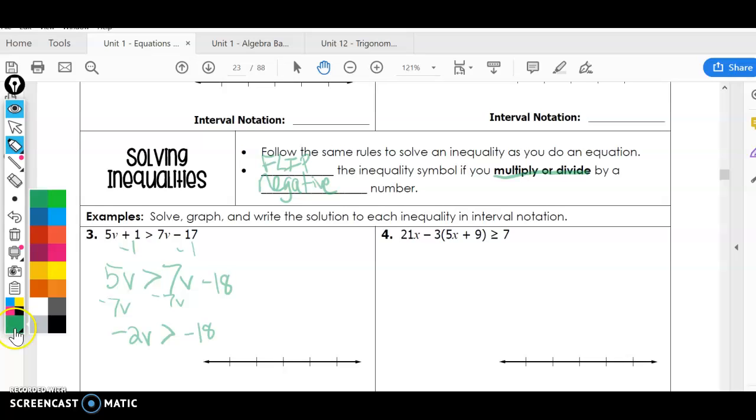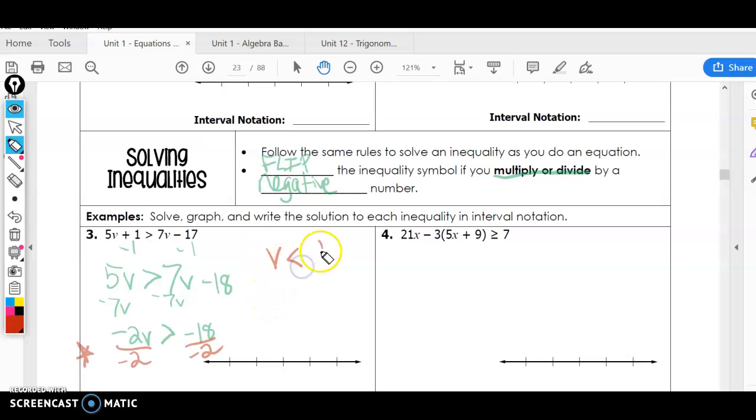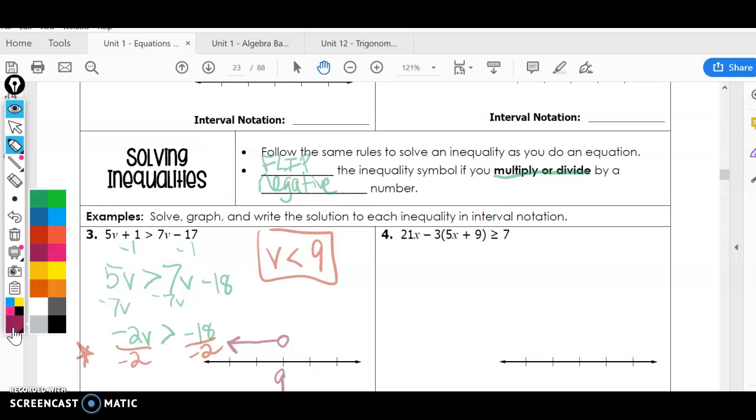Hint, hint. Now we're going to divide both sides by a negative coefficient, and doing that will flip your sign, making your final answer v is less than a positive 9. On my number line, I'm going to write 9. Less than is an open circle pointing to the left. Writing this solution in interval notation looks like this.